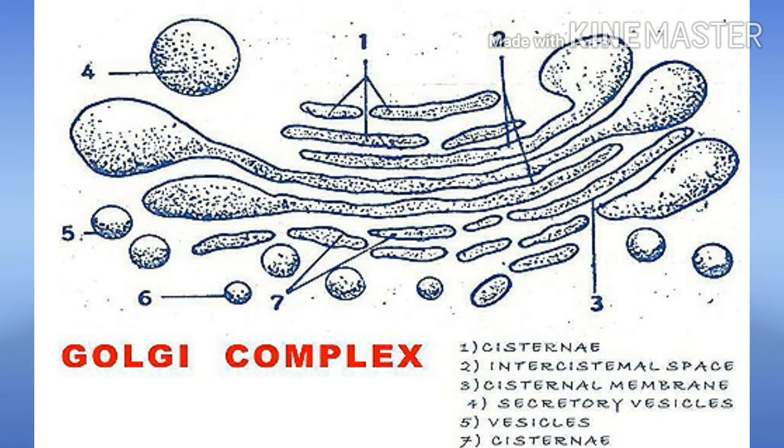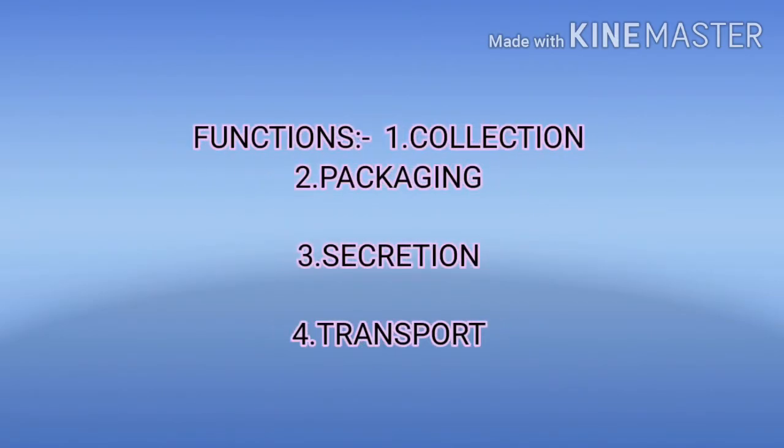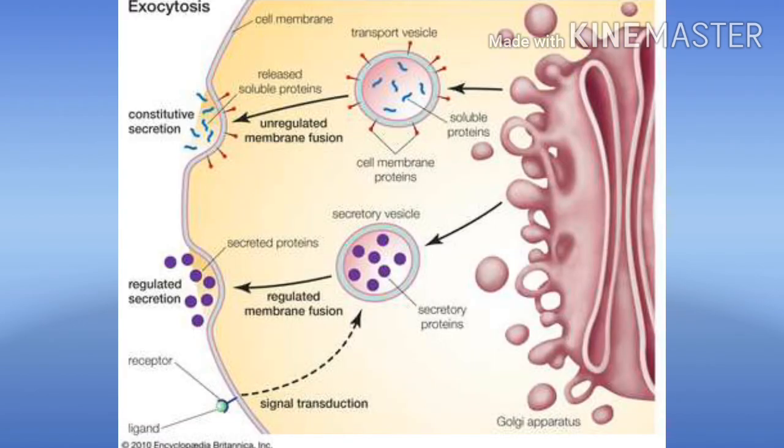Now the functions of the Golgi apparatus. The most important functions of the Golgi apparatus are collection, packaging, secretion and transport of molecules synthesized at one place in a cell to another location in the cell. The proteins and lipids manufactured on the rough and smooth ER membranes are released into the internal compartment of the ER. From here, these molecules are transported by vesicles to the cis cisternae. The vesicles fuse with the cis cisternae. As they pass through the lumen of the cisternae, they are modified and packaged into secretory vesicles.